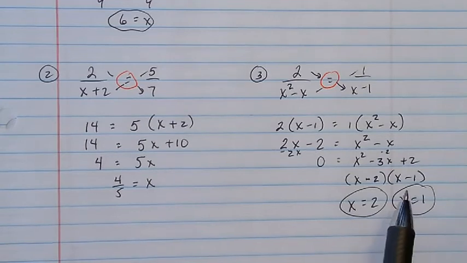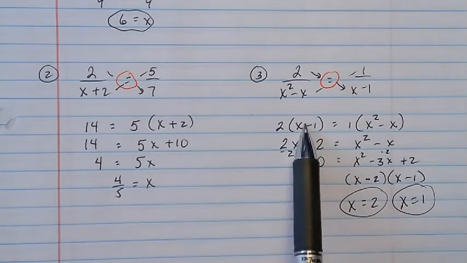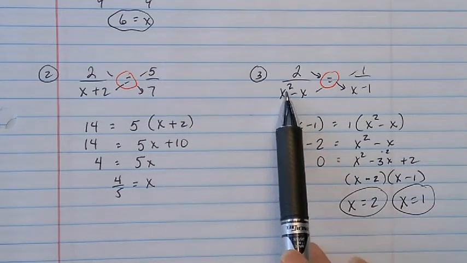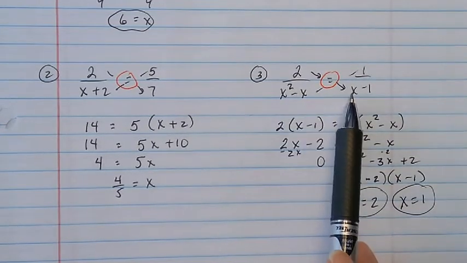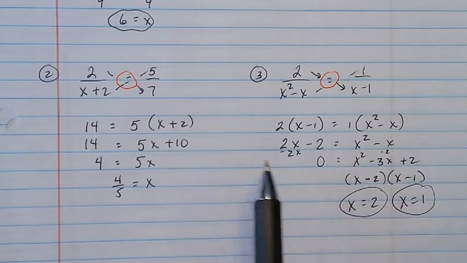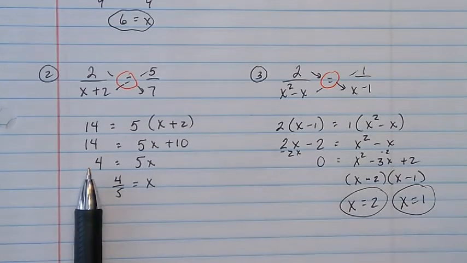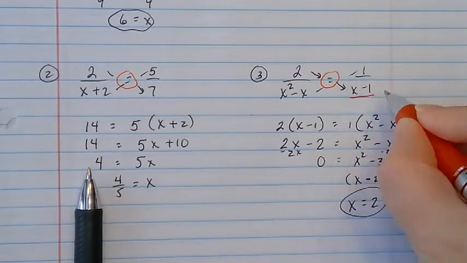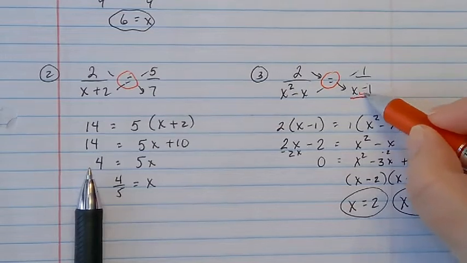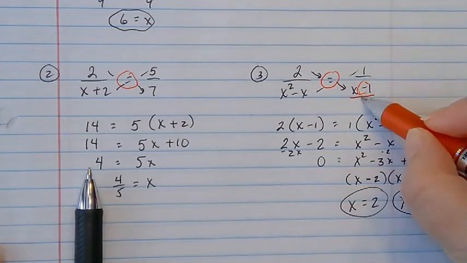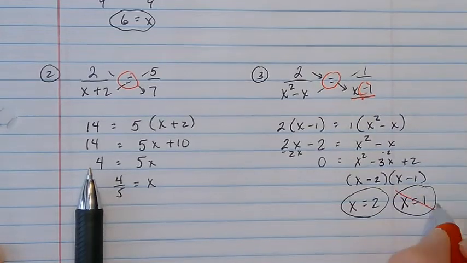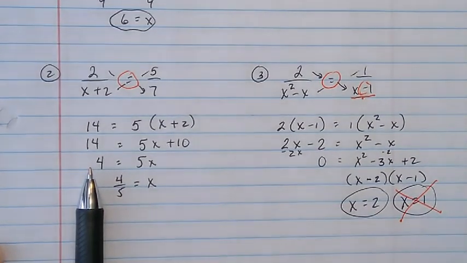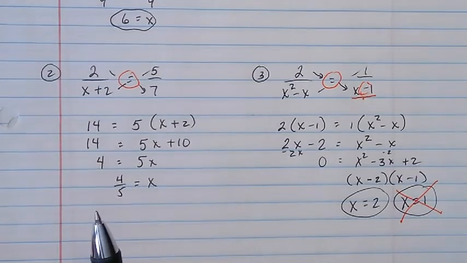Let's go back and check our answers. If I put 2 in for x, 2 squared is 4, 4 minus 2 is 2. That's okay. 2 minus 1 is 1. That's okay. But watch what happens when I put 1 in. Specifically right here, look. 1 minus 1 would make this whole thing be 0. Since it makes the denominator of this fraction 0, I would say that 1 is an extraneous solution. It doesn't work. So the only value that works for this problem is the number 2.